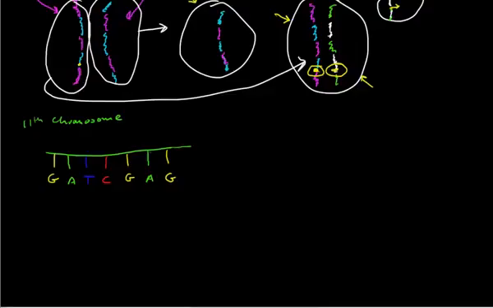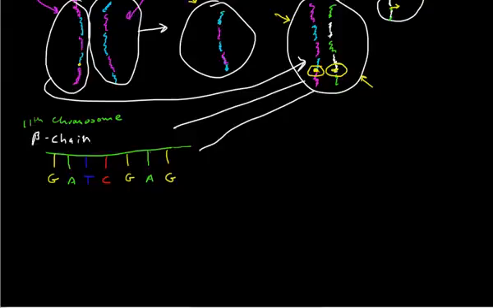Why is that? In order to understand this, we need to think about what genes do. They are the blueprints for the creation of proteins in our body. So one portion of the 11th chromosome helps create the beta chain of the hemoglobin protein. Okay, so what does this mean? It makes a polypeptide.